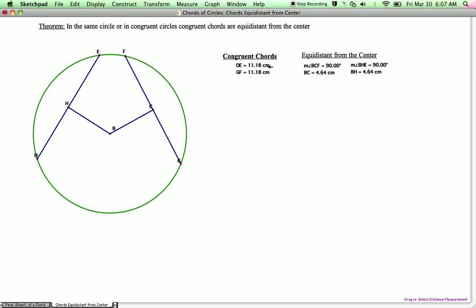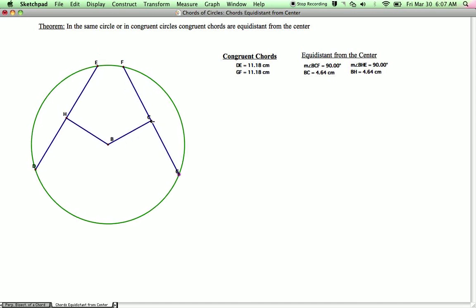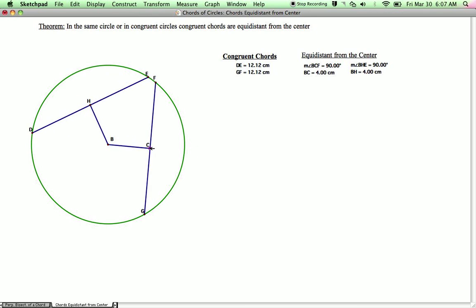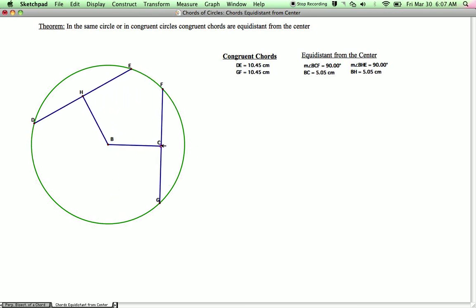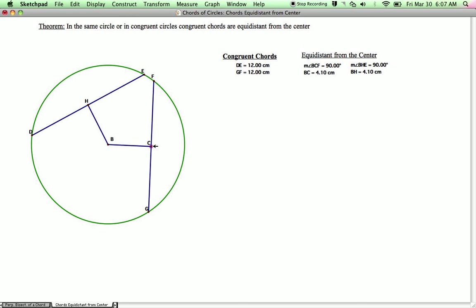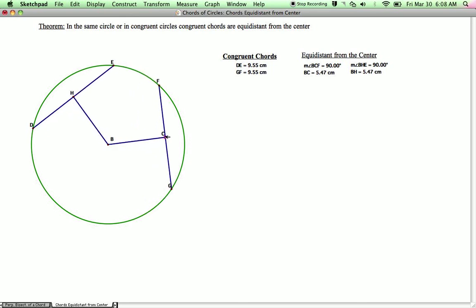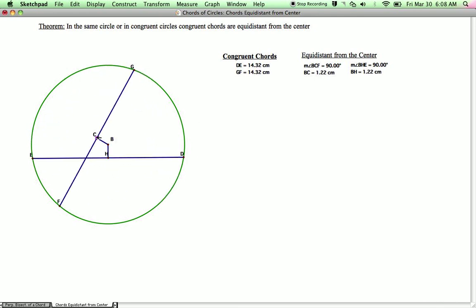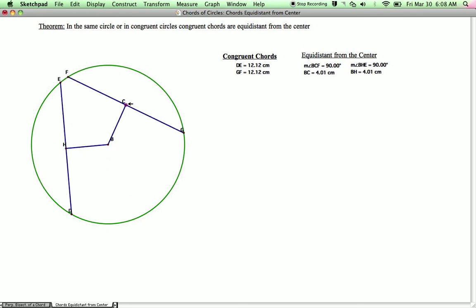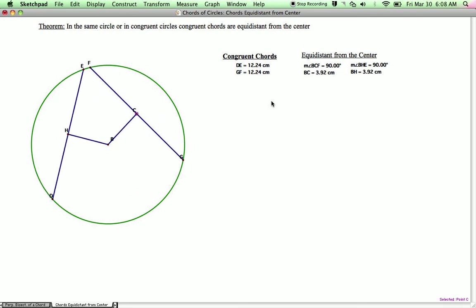The chords are congruent. So let's move this around and see if this relationship holds true. Let me grab point C here. We can rotate it, we can move it in, we can move it out. Those chords are always the same length, so they're always congruent. The angles always stay 90. BC and BH, the distance between the chord and the center of the circle, is always the same no matter how I move this. Okay? Those relationships always hold true.